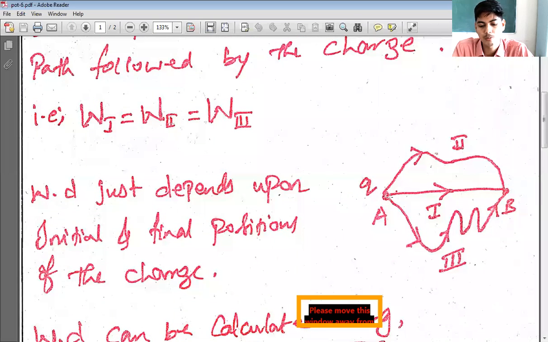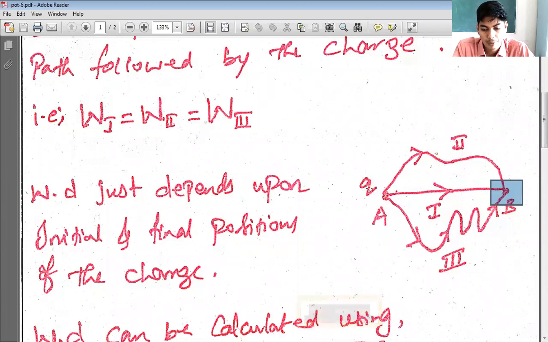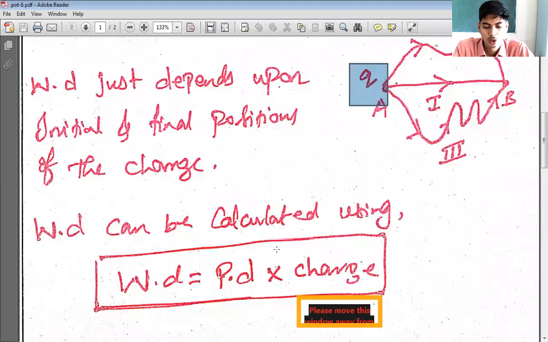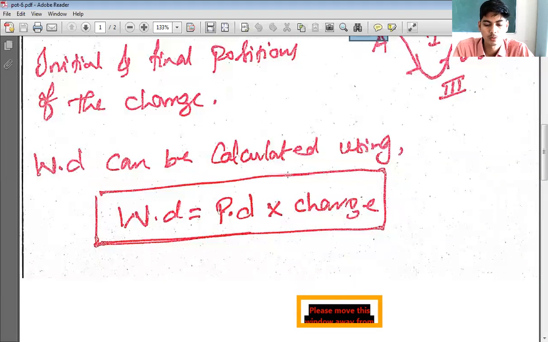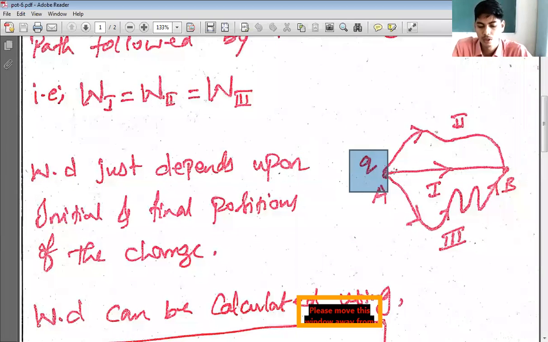You have carried the charge from point A to point B. You first calculate what is potential at point B. You calculate what is potential at point A. Potential at point B minus potential at point A will be the potential difference between 2 points. Potential difference calculate ಮಾಡಬೇಕಾದ್ರೆ potential at final position minus potential at initial position ಮಾಡಬೇಕು. Potential difference into the charge moved. Charge moved is Q. Work done is potential difference into charge moved. Using this formula, you can calculate the work done in moving the charge from A to B.